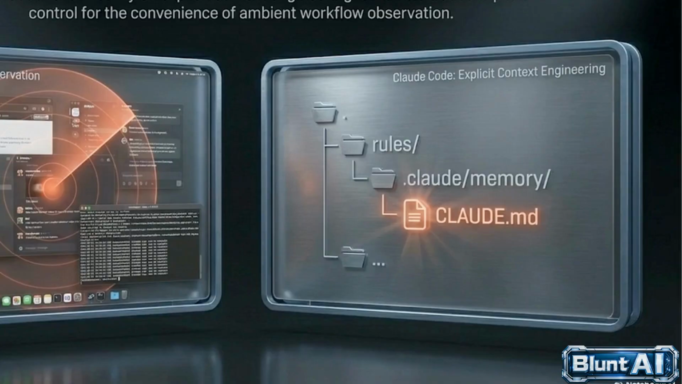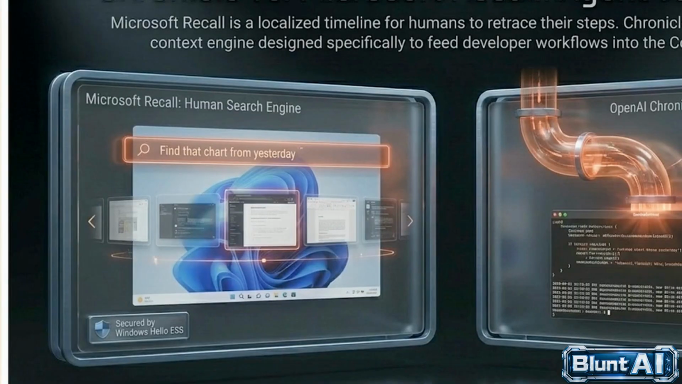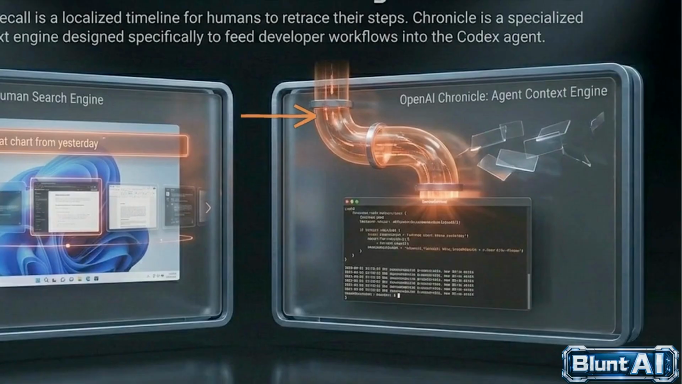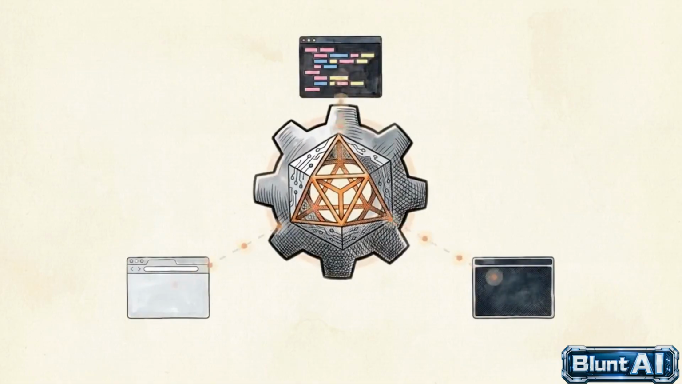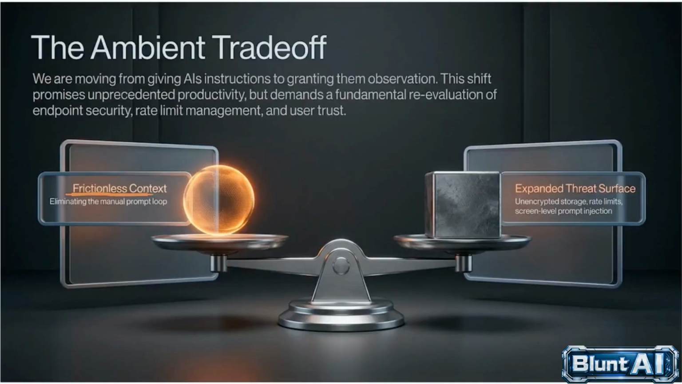The heavy computational lifting of image extraction happens remotely, but the permanent, auditable memory record remains entirely on your local hard drive. This approach differs sharply from competing systems like Anthropic's Claude Code. Claude relies heavily on explicit context engineering, expecting you to maintain specific rule files. Chronicle trades that strict control for the convenience of ambient observation. It also serves a different purpose than Microsoft Recall. Recall builds a searchable visual timeline designed for human users to retrace their steps. Chronicle acts as a literal data pipeline built to feed context directly into a coding agent. It functions strictly as a specialized context engine designed to power autonomous workflows.